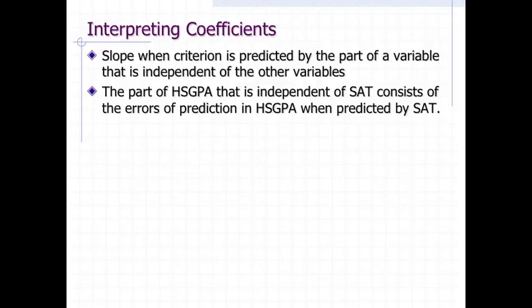A regression coefficient in multiple regression is the slope of the linear relationship between the part of a predictor variable that is independent of all other predictor variables and the criterion. In this example, the regression coefficient for high school GPA can be computed by first predicting high school GPA from SAT and saving the errors of prediction, the differences between high school grade point average and predicted high school grade point average.